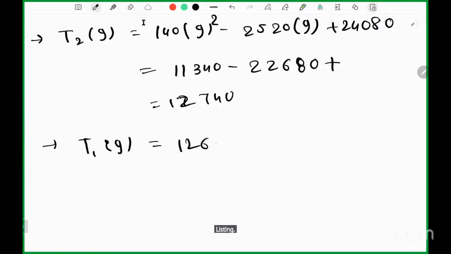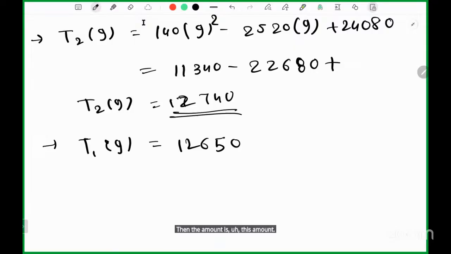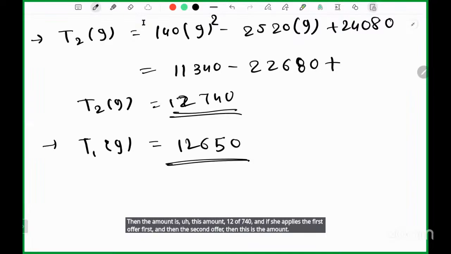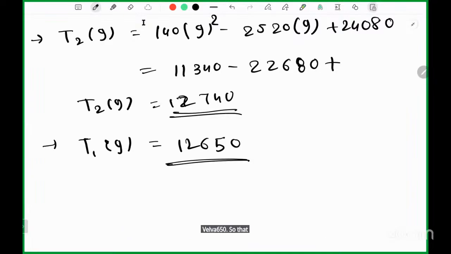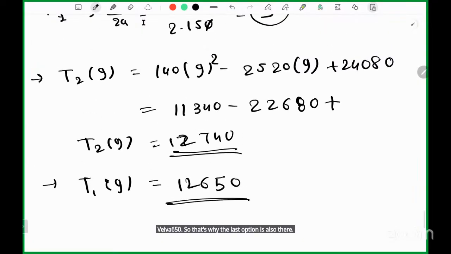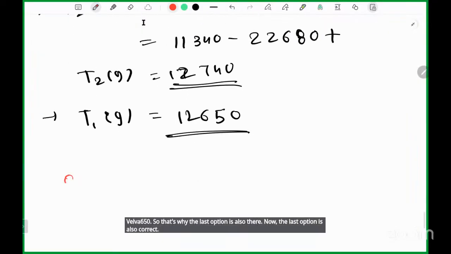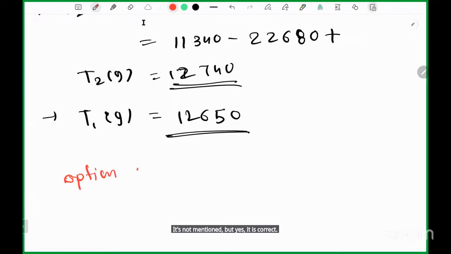And T1 of 9, if you compute, is coming to be 12,650. So if you apply the second offer first and then the first offer, the amount is 12,740. And if she applies the first offer first and then the second offer, the amount is 12,650. So that's why the last option is also correct. It's not mentioned, but yes, it is correct.